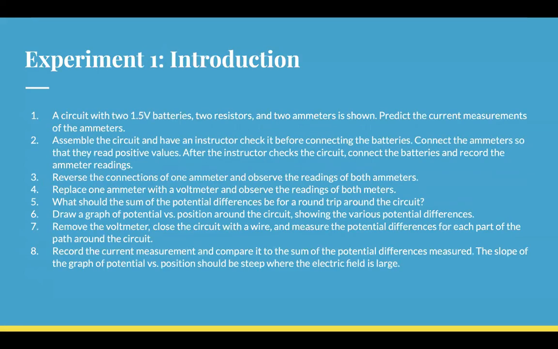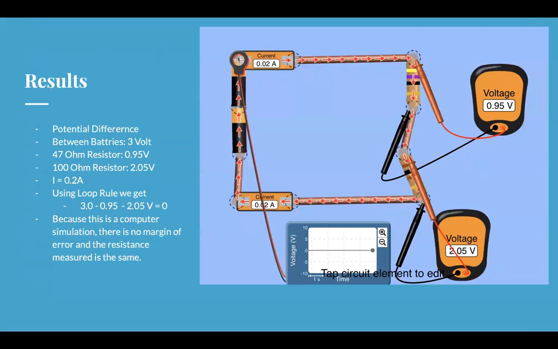You can pause it and look at the 8 points on how to make it. But this is basically it. You see that the current is 0.02 ampere, and then the voltage across the 47 ohm resistor, which is this one, is 0.95 volt, while for the other one, the 100 ohm resistor, it's sorry, 2.05 volt. Using the loop rule, you get zero, so there's conservation of energy.